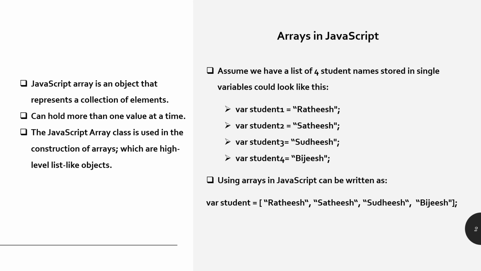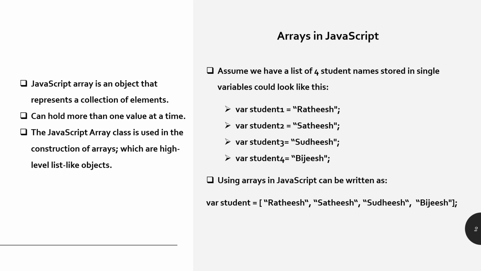Assume that we have 4 students. We need to store their names. That can be done using individual variables. Say student 1, the first student's name, Ridish. Then another variable called student 2, where we can store Sudhish. Then a third variable, student 3, we can store Sudhish. Fourth variable, Bijish. Like that we can store.